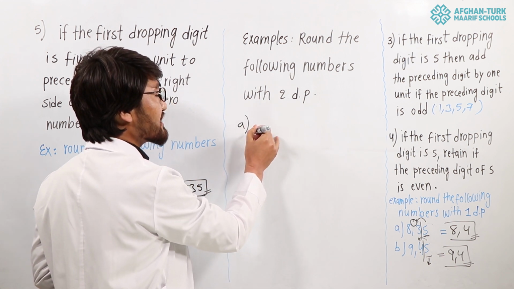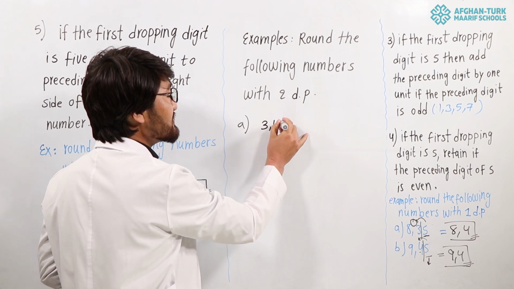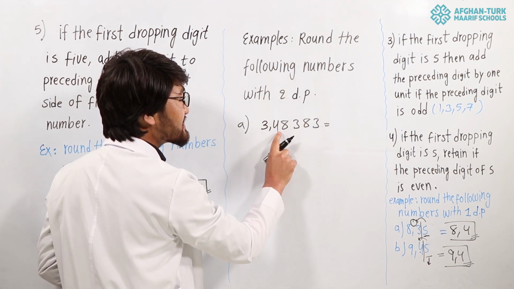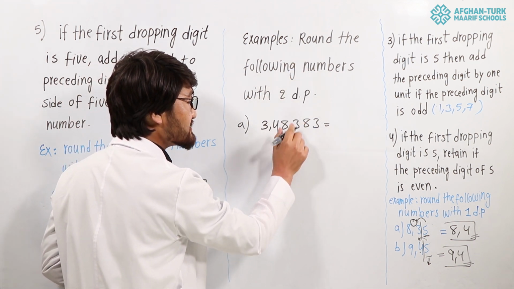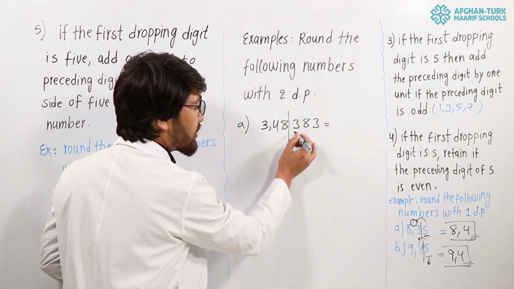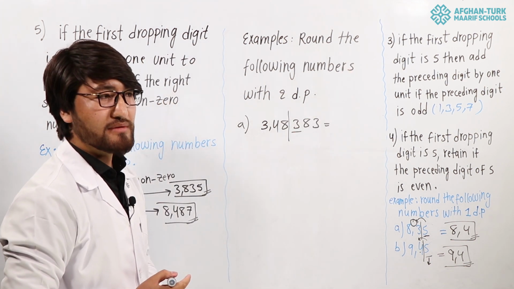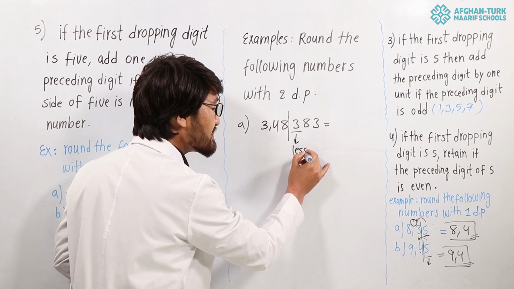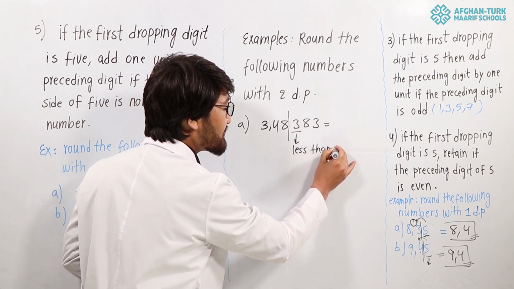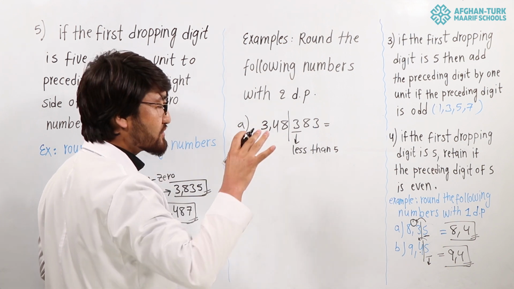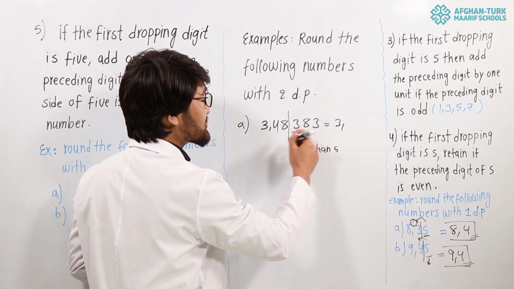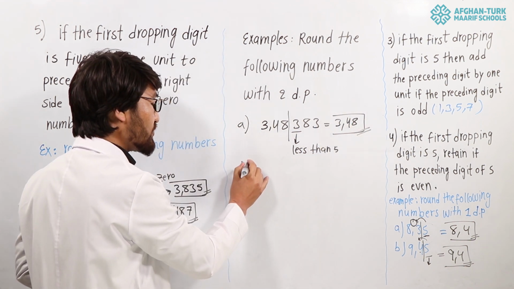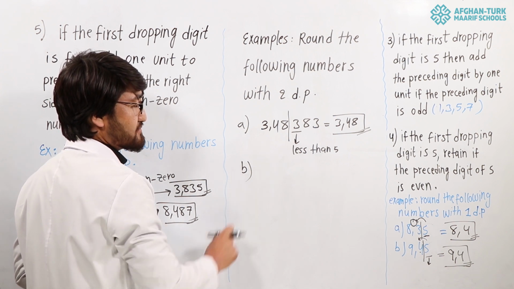Okay, here we have a decimal number. Okay, we want to round this number. The question says to remain 2 decimal places: 1, 2, and then remove the others. We see the first dropping digit. The first dropping digit is less than 5. We do not round. It means we do not bring changes. What is the answer? 3.48.